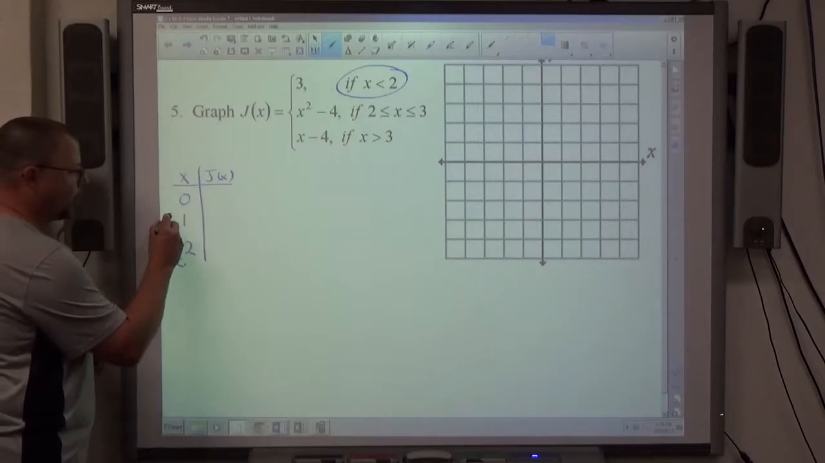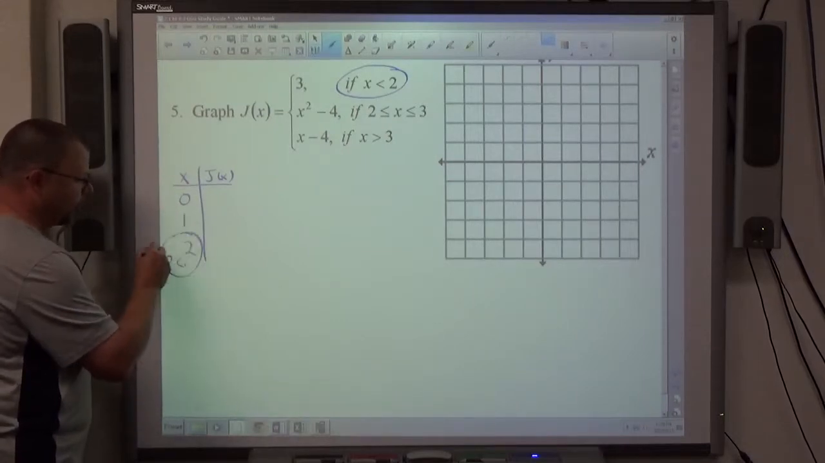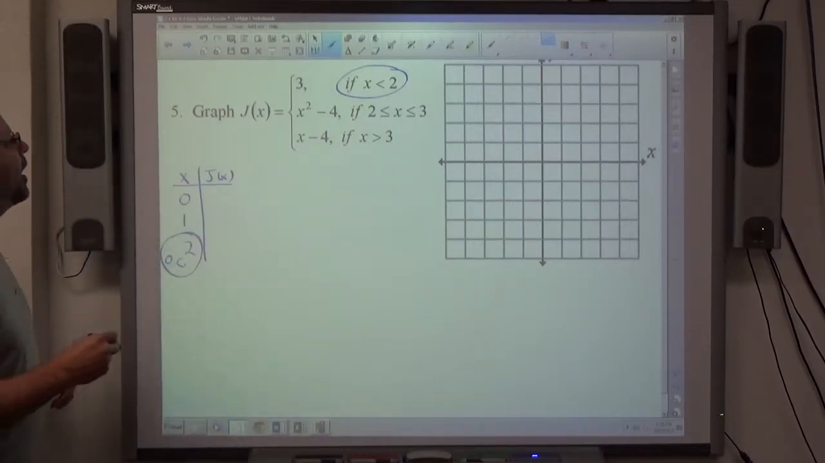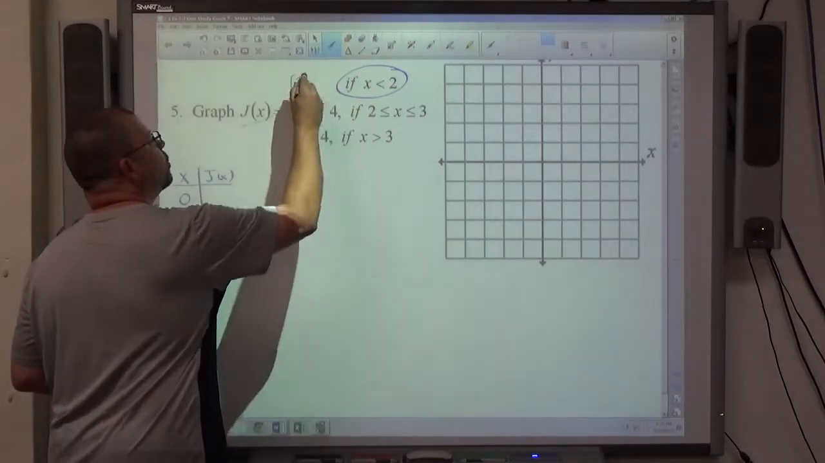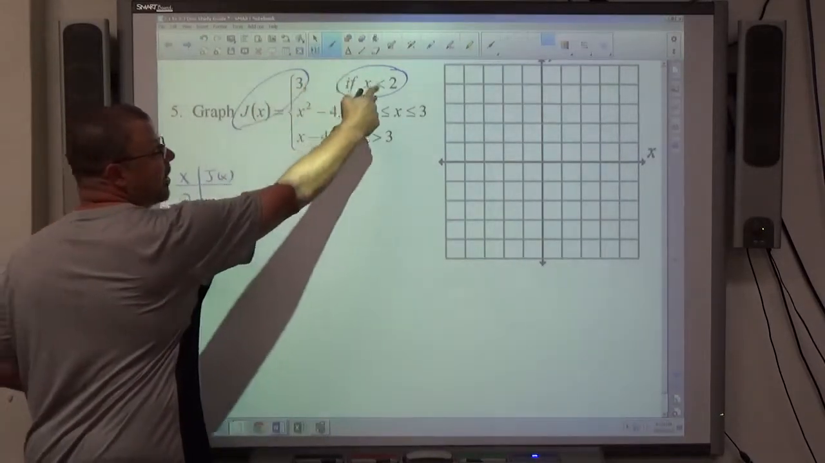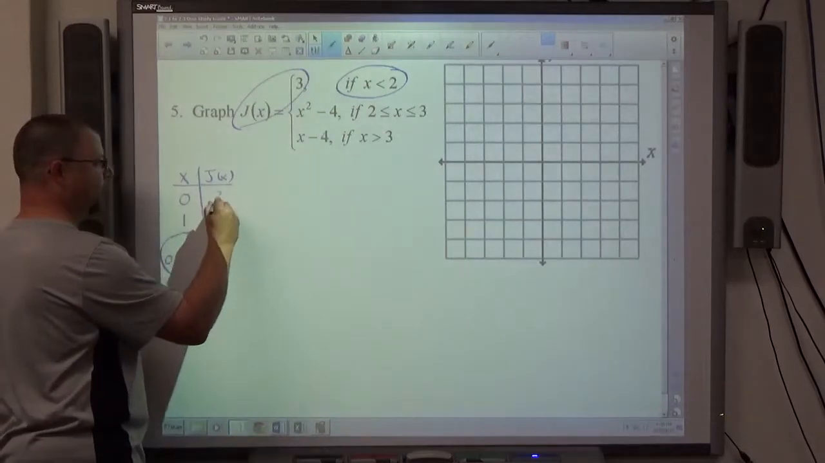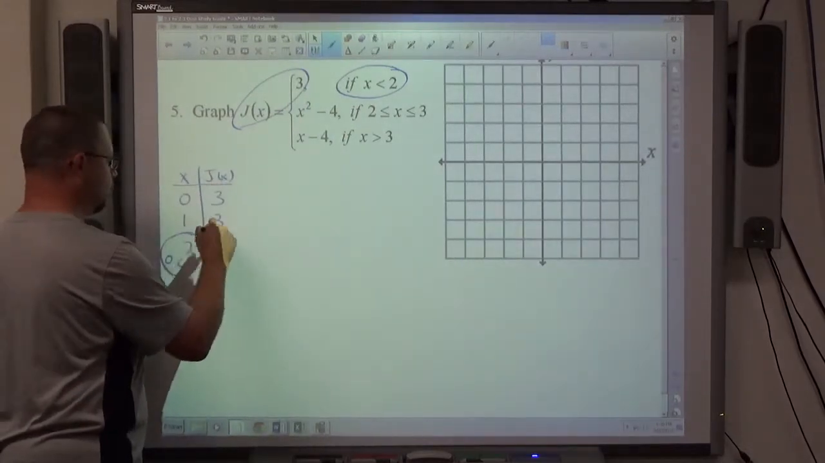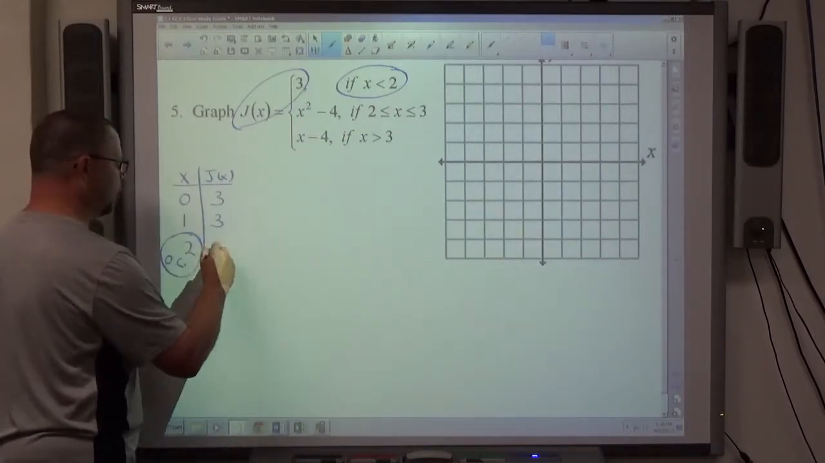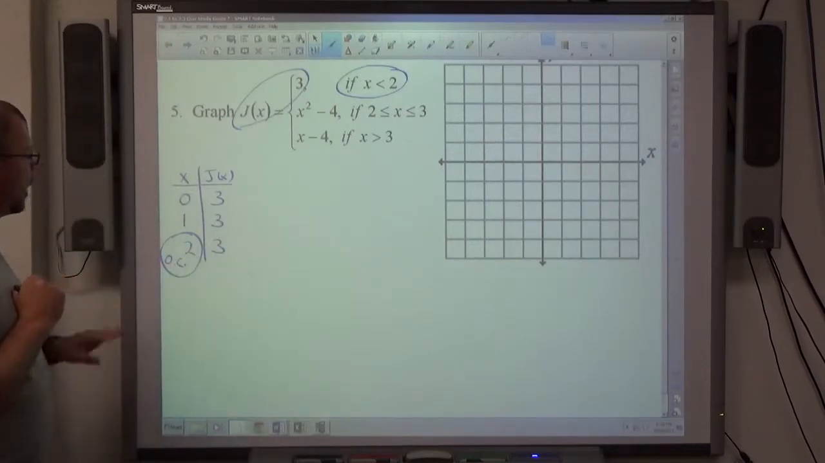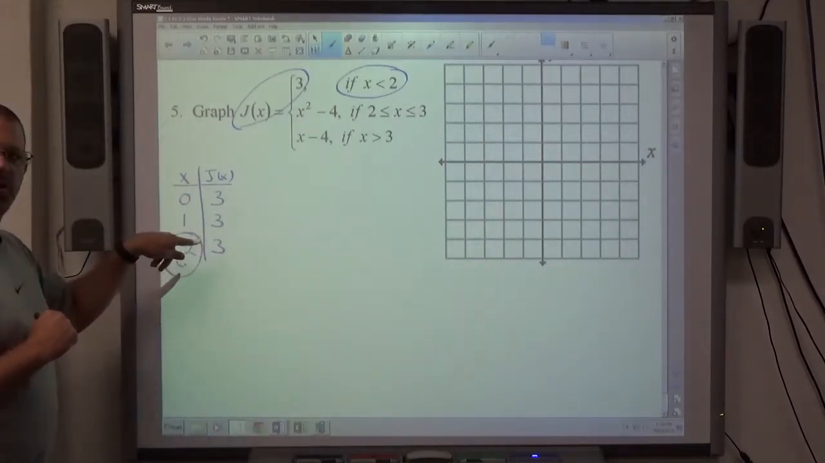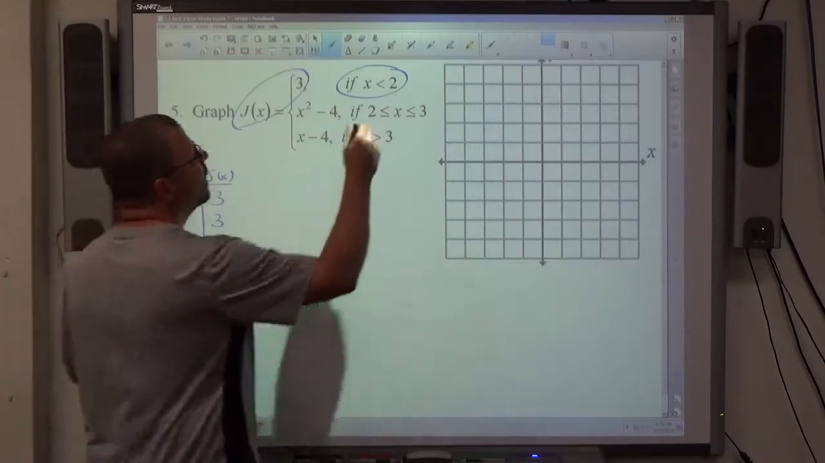I'm going to put closed circles everywhere else. So this is where the open circle is happening. Nowhere else does it happen. And this is just a constant function. J of x equals 3. That means if x is less than 2, the answer is 3. 0 is less than 2, the answer is 3. 1 is less than 2, the answer is 3. And again, we're going to pretend 2 is less than 2, the answer is 3. Okay? That piece ends at the point (2, 3). The next piece begins somewhere else.